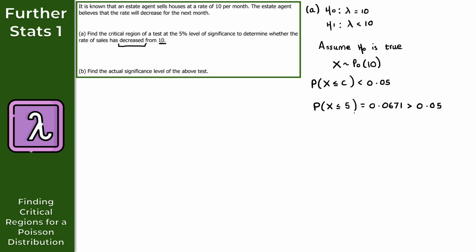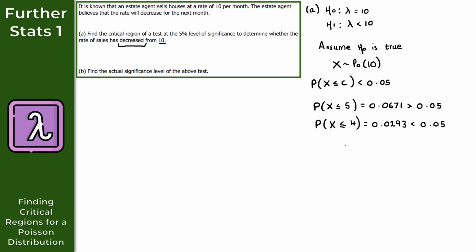Now clearly this value must get smaller. So now we look at the probability that x is less than or equal to 4. And if you evaluate this here, this gives us 0.0293. Okay. Now this probability here is less than 0.05. So that's strictly less than 0.05 here, and therefore that satisfies this condition. So we find the value of c then. And what that tells us is we have now found the critical region.